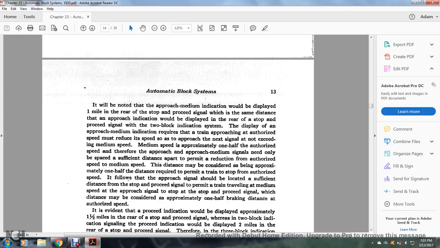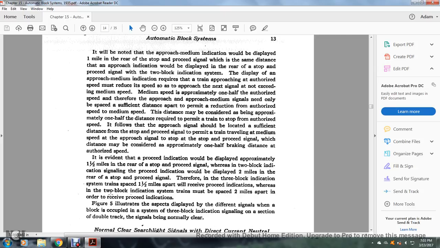The approaching signal should be located a sufficient distance from the stop and proceed signal to permit the train traveling at medium speed to stop. This distance is considered approximately 1/2 of the braking distance at authorized speed. As evidence, the proceed indication would be displayed approximately 1 1/2 miles in the rear of the stop. With a 2-block indication signal system, the proceed indication would be displayed 2 miles in the rear of the stop.